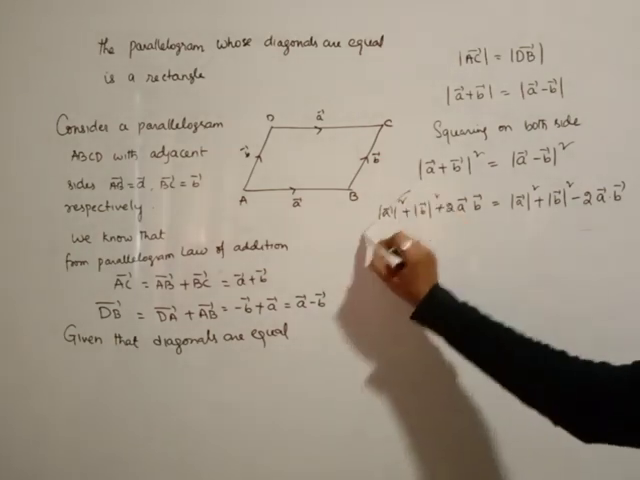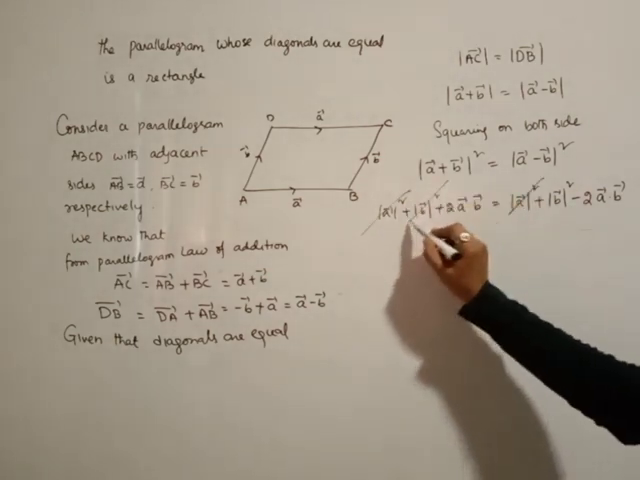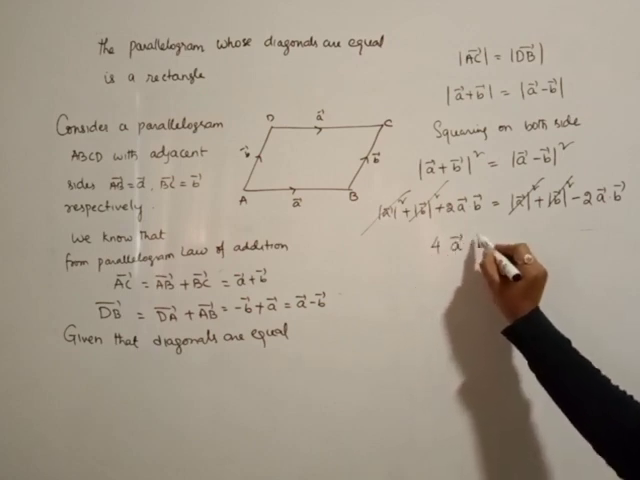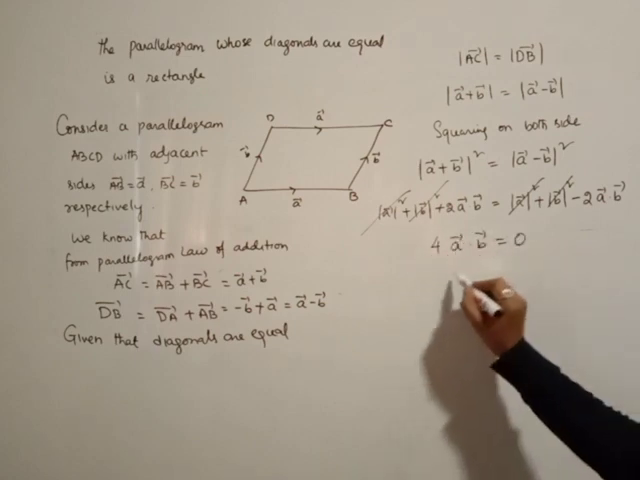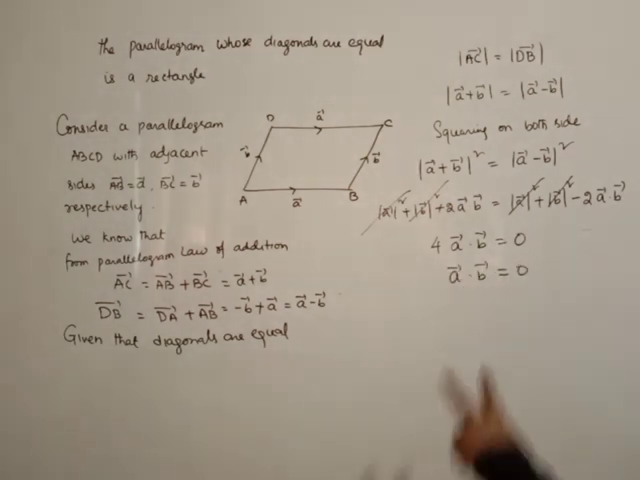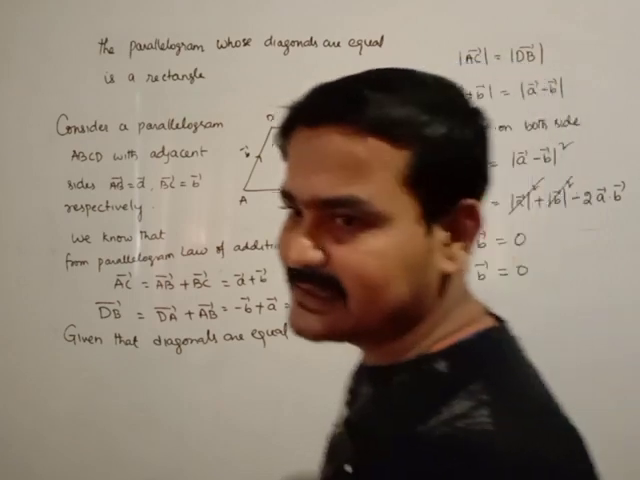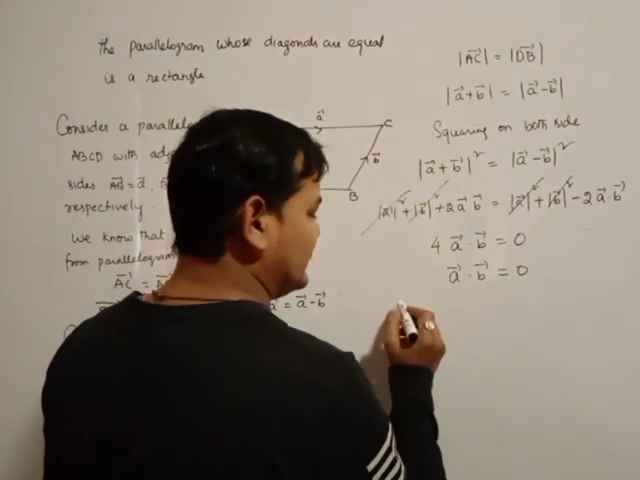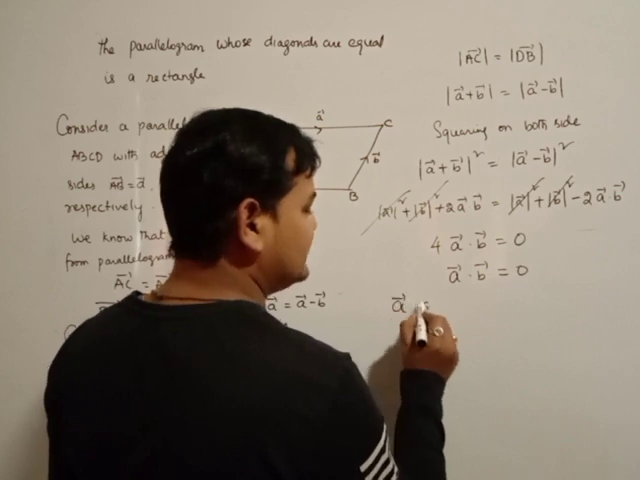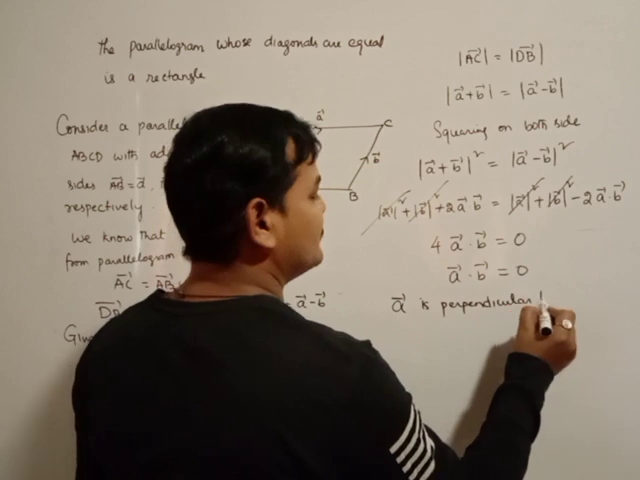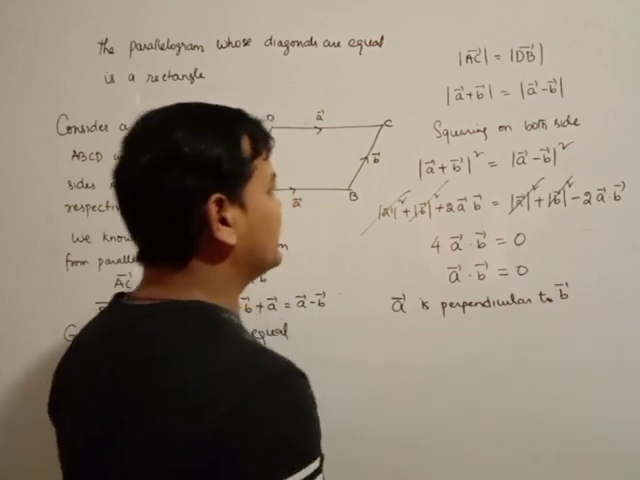So on both sides mod A bar square and mod B bar square can be cancelled. Bringing this over means automatically 4 into A bar dot B bar is equal to 0. So automatically A bar dot B bar is equal to 0. Two vectors' dot product is 0 means these two vectors are which type of vectors? Perpendicular to each other. So A bar is perpendicular to B bar.